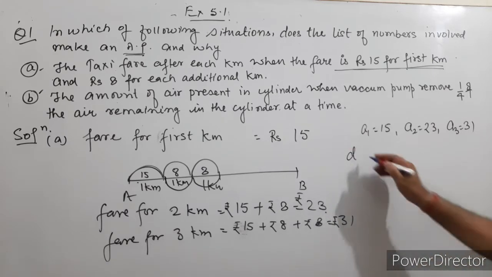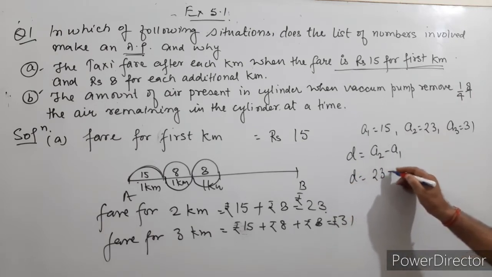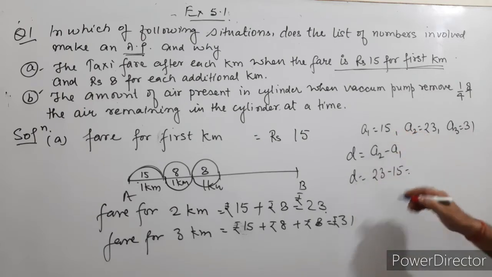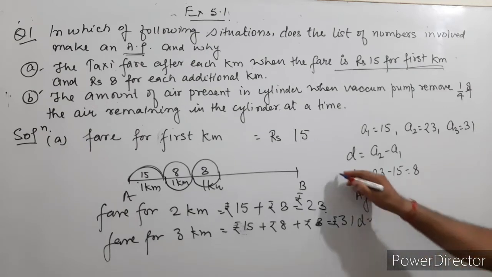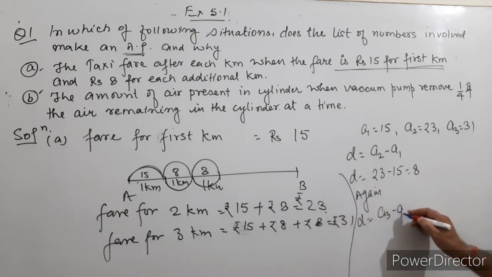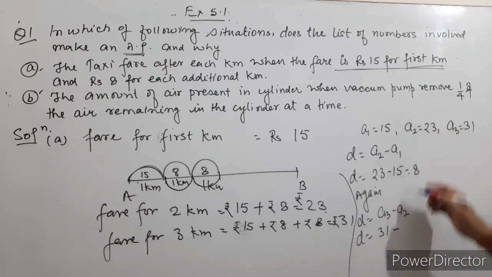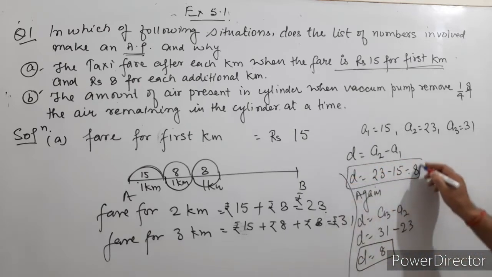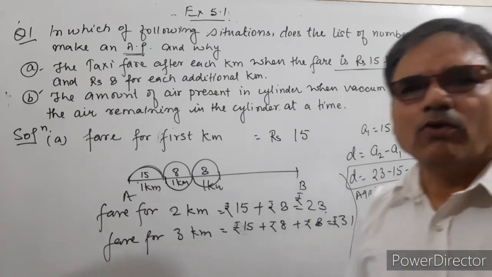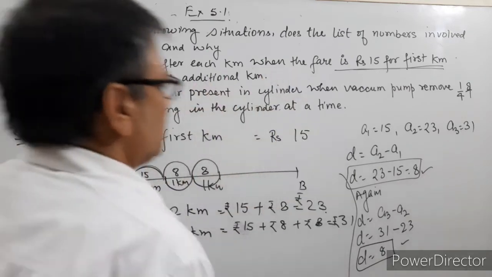Now we have to find out what D is. D is equal to A2 minus A1, which is 23 minus 15, equal to 8. And again D is equal to A3 minus A2, which is 31 minus 23. This is 8. So D is also 8. That means the common difference is the same. When the common difference is the same, then it is in AP.